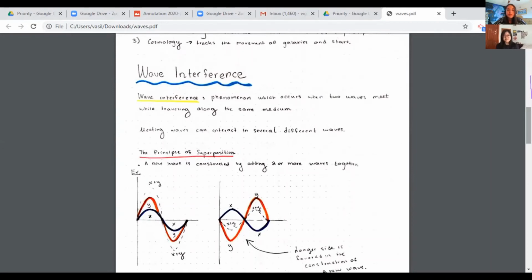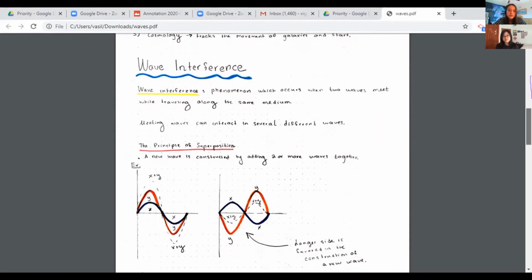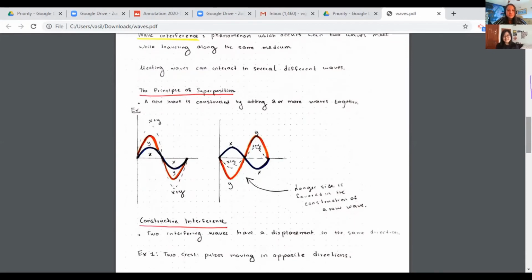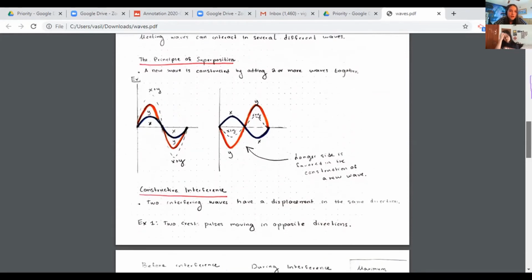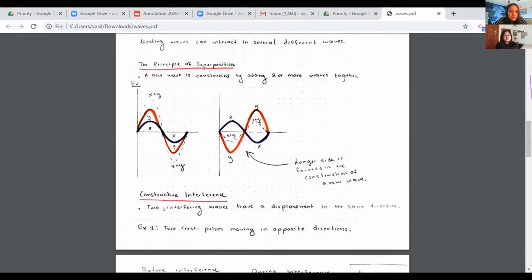Now let's talk about wave interference. Wave interference happens when two waves meet while traveling on the same medium, and they can interact in several different ways. The principle of superposition just talks about constructing a new wave by adding two or more waves together. As you can see in the first example, if you have two waves that have displacement in the same direction, you just add them to construct the new wave.